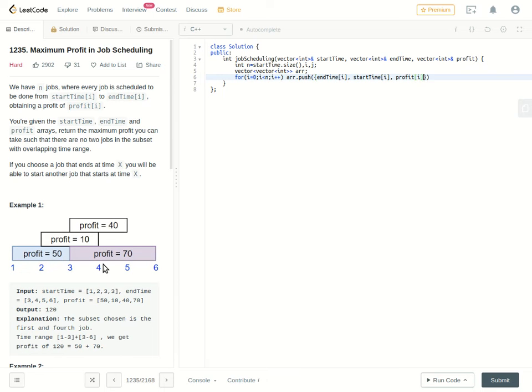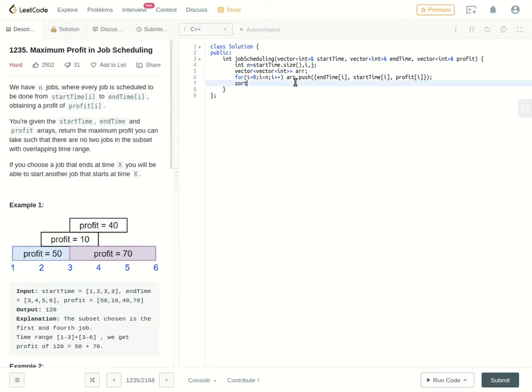You can also create a structure and sort it when you're writing production level code, but for an interview or a competitive coding contest, this is the easier way to do it. Since we need to sort by the end time, I push the end time first, followed by the start time, because after end time we need to sort by the start time. And the third value for this object should be its profit.